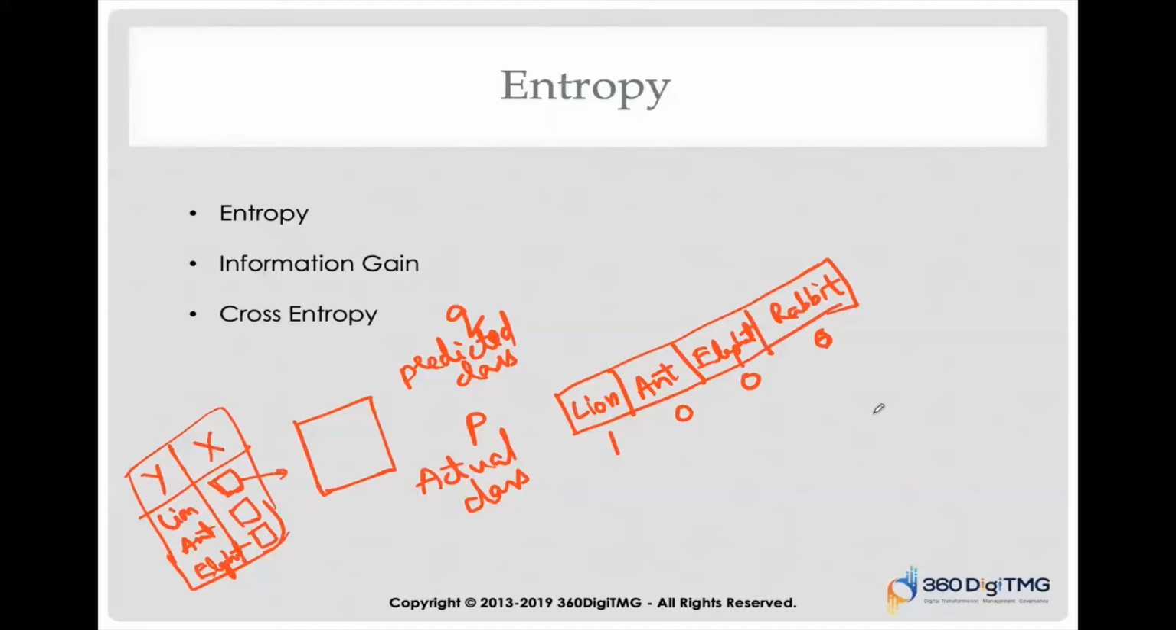Say using this historical data, you built a deep learning model. You use convolution neural network and then you built a deep learning model. Then the deep learning model for each of these classes will give you some probability values. This is lion, ant, elephant, and rabbit. For each of these classes, it will give you some value.